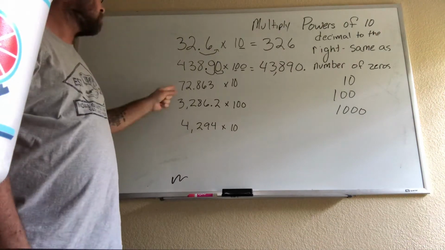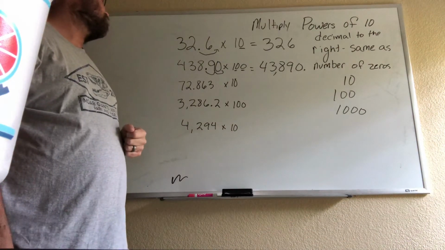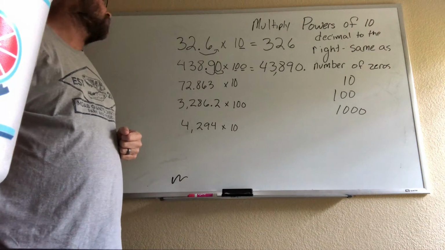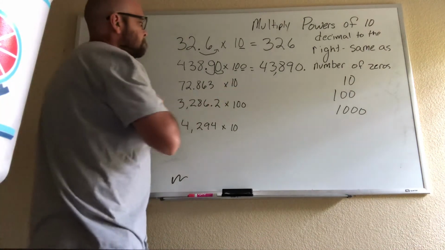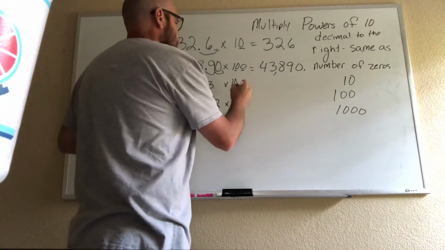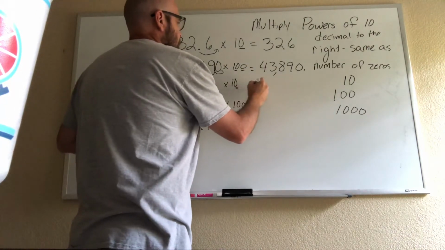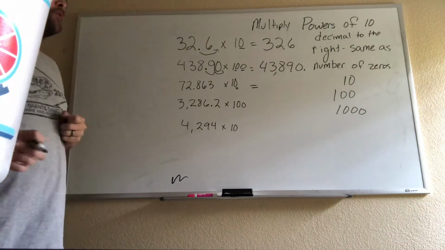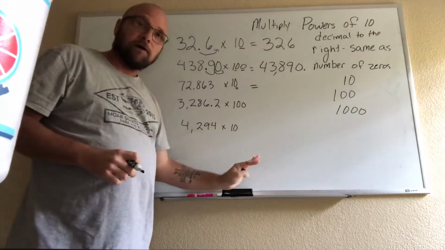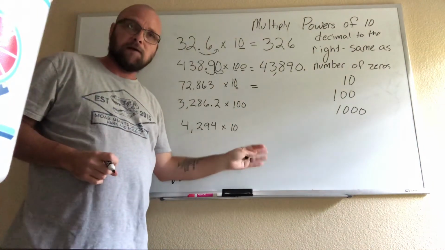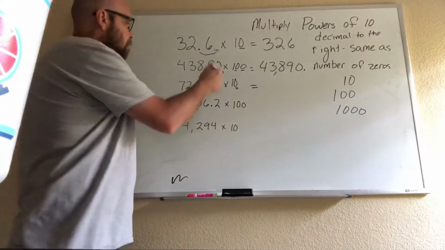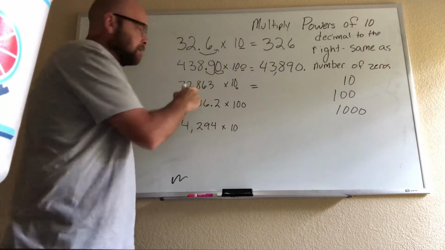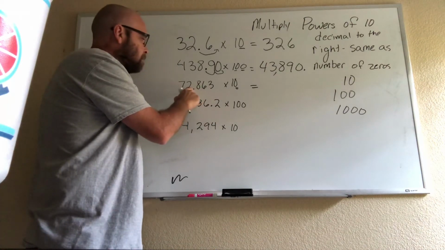Okay, we look at my next example. 72 and 863 thousandths times 10. I have one 0. This only works with tens, hundreds, thousands, 10,000s, by powers of 10, so keep that in your mind. I want to make this number 10 times bigger than it is.